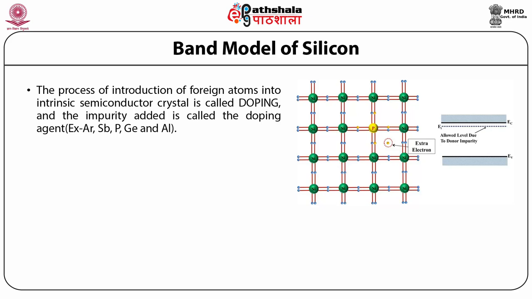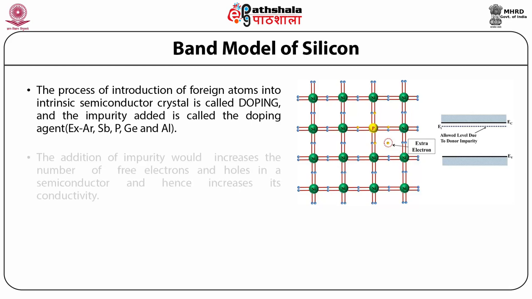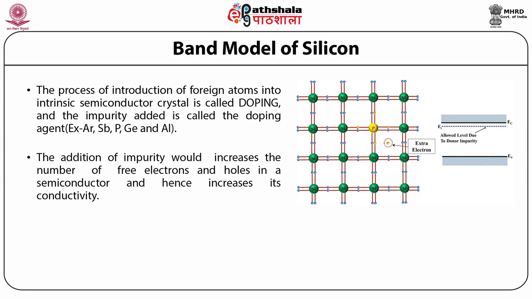Also, this extra electron tied to the phosphorus atom lies at an energy E_D just below the edge of the conduction band, which is shown in the figure. That is, this extra level has been created due to the donor energy level or the donor impurities. So, a silicon crystal which is doped with many phosphorus atoms will have many free electrons. Hence, the electrical properties of the crystal will be altered drastically.